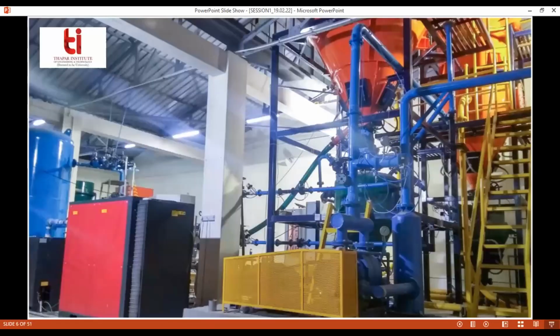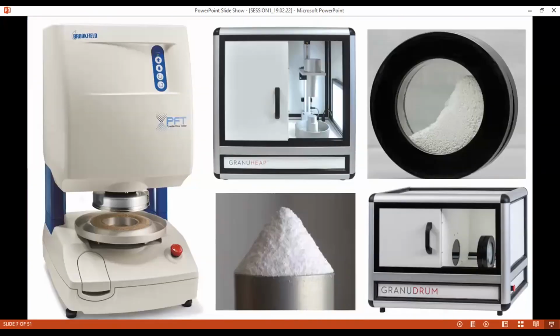This is another view of our existing facility. These are some of our characterization laboratories. We have a pneumatic conveying test facility, a hopper test facility, as well as the powder characterization laboratory.